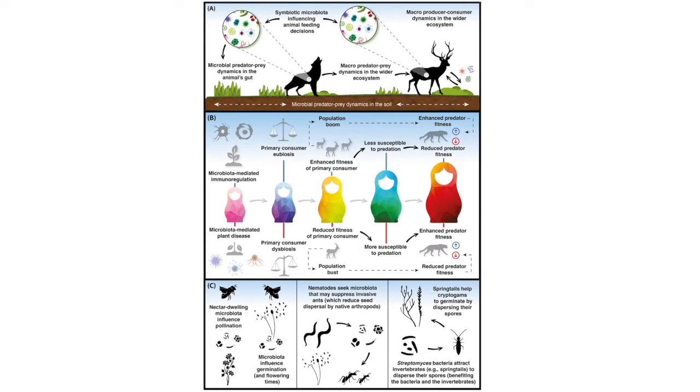This next figure is a reconceptualization of ecological food webs. We have lots more knowledge now on how microbes interact with other organisms and energy flows in our ecosystems. Microbes play a role in predator-prey dynamics. Symbiotic microbiota can influence animal feeding decisions and sexual preferences. This provides an overview of a more complex version of ecological food webs with considerations for microbes.